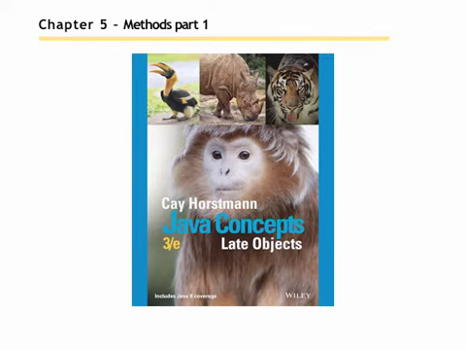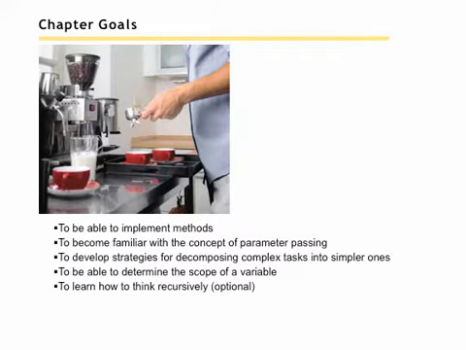Chapter 5, Part 1, Methods. Our goals for this chapter are to be able to implement methods, to become familiar with the concept of parameter passing, to develop strategies for decomposing complex tasks into simpler ones, to be able to determine the scope of a variable, and to learn how to think recursively. We are going to de-emphasize the recursion section because it is not part of our course objectives.